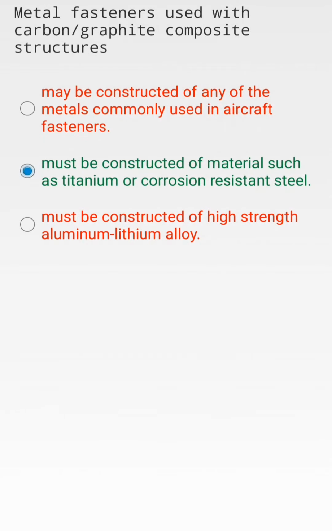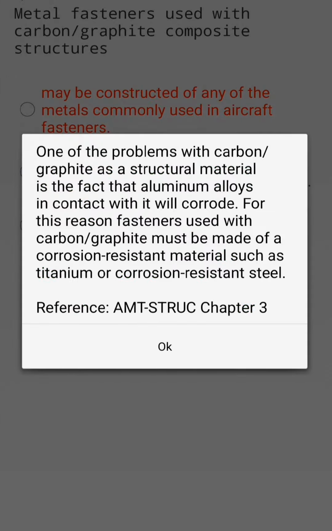Metal fasteners used with carbon graphite composite structures must be constructed of material such as titanium or corrosion-resistant steel. One of the problems with carbon graphite as a structural material is the fact that aluminum alloys in contact with it will corrode. For this reason, fasteners used with carbon graphite must be made of a corrosion-resistant material such as titanium or corrosion-resistant steel.